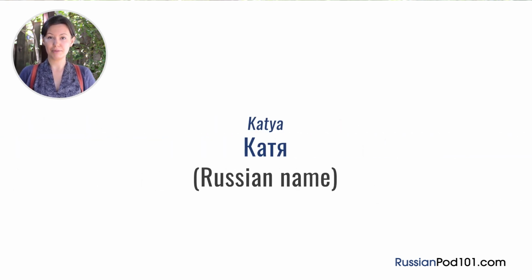Let's take, for example, the Russian name Katya. In this name, the sound K is hard and not palatalized because it's followed by the hard vowel A. However, T is soft and palatalized because it's followed by the counterpart of the sound A, ya. Katya.